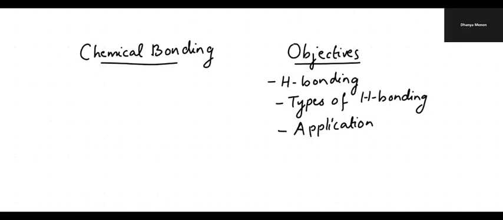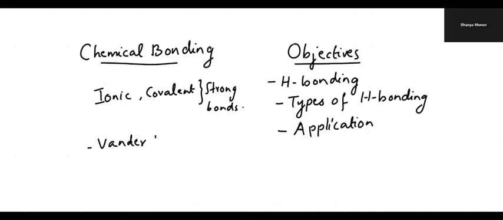Okay. Now, in the previous videos, we learned about ionic bonding. We learned about covalent bonding. We also learned about electronegativity. Yes. And we learned that ionic and covalent bonds are very strong bonds. Yes. We also learned about van der Waals force, which is a weak force of attraction. And we learned the different types also.